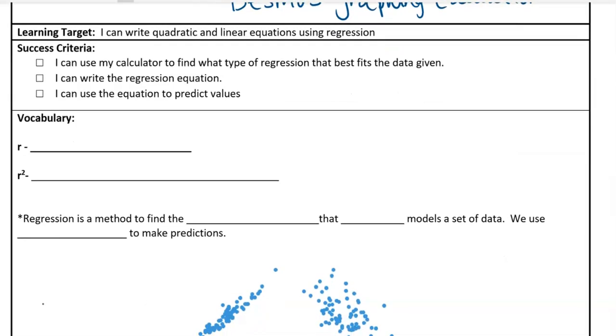So our vocabulary here starts with R. This is a lowercase r. This is the correlation coefficient. Sorry, I'm already spelling that wrong. Correlation coefficient. And the correlation coefficient tells us the direction and strength.